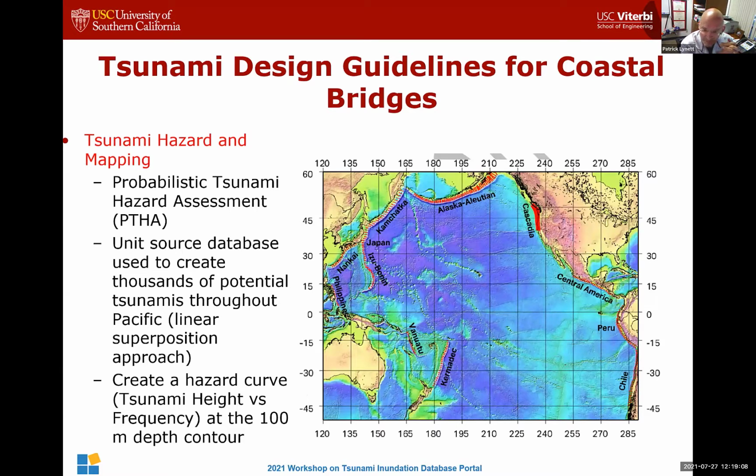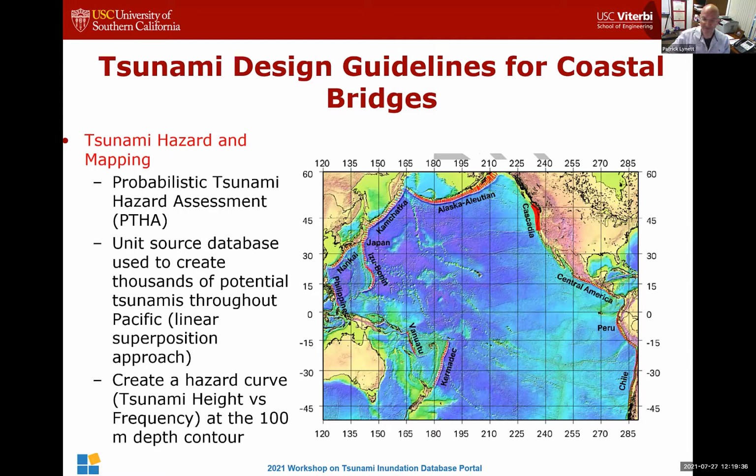What's our starting point? So it's all probabilistic. And again, this was done by Han Ki. This starts with a unit source database across all of the subduction zones in the Pacific. And so these are relatively small sources. You put essentially a block of energy in there and you propagate it out with your tsunami equations. You do that for thousands and thousands of unit sources. You're making the assumption that you can linearly superimpose all these different unit sources together.